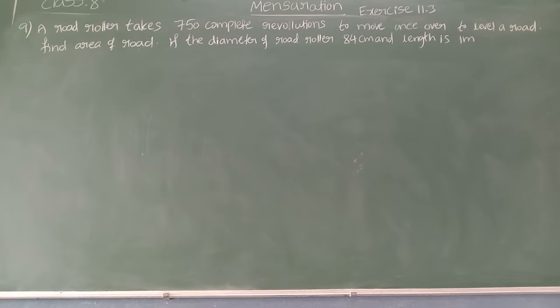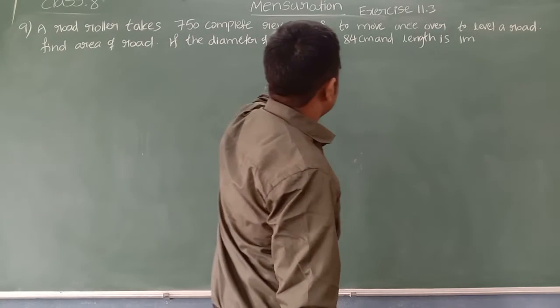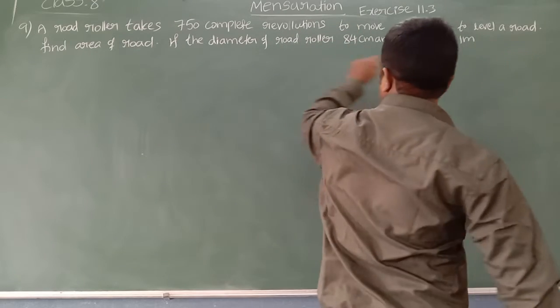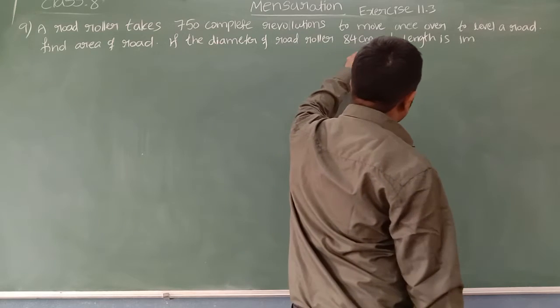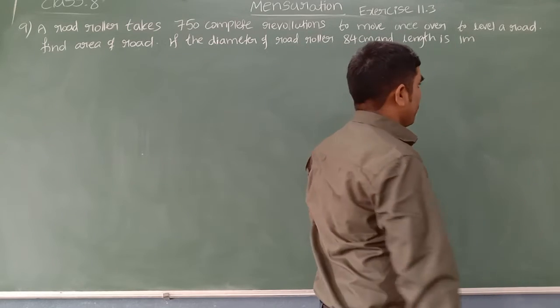We have one more application here based on the cylinder. Here you can see, a road roller takes 750 complete revolutions to move once over to level a road. Find the area of the road, if the diameter of the road roller is 85 cm and the length is 1 meter.